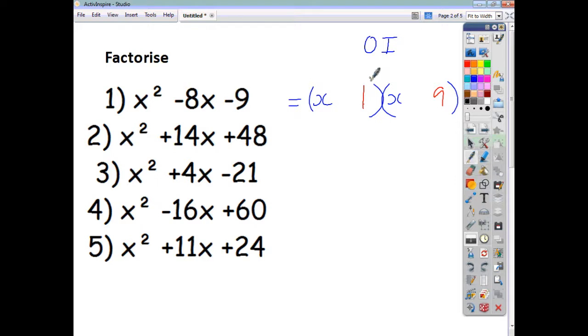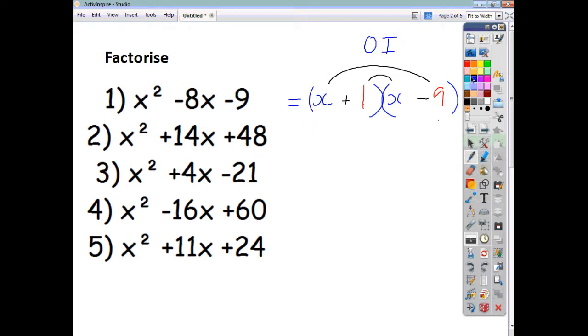If we think of the outsides, if you want to make negative 8x, you need to have negative 9x. So therefore that sign has to be negative. And if you think of the insides to give you 1x, you want positive 1x, because negative 9x and positive 1x combine to give you negative 8x. That's all we're doing. So let's have a look at the next question.